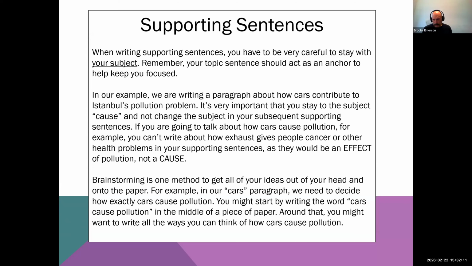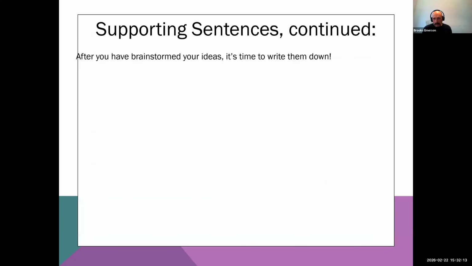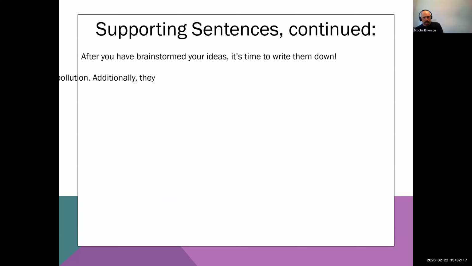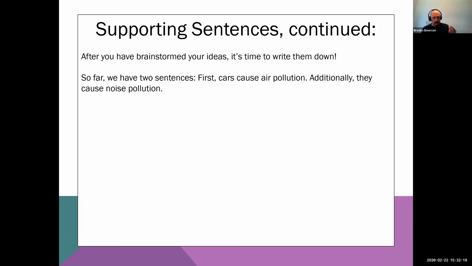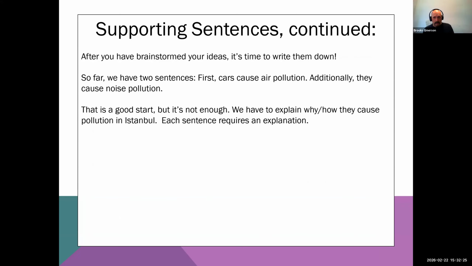Okay. So we brainstormed already. After you've brainstormed your ideas, you write them down. So far, we have two sentences. First, cars cause air pollution. Additionally, they cause noise pollution. So we have our topic sentence: cars are one cause of pollution in Istanbul. And how do cars cause pollution? They cause air pollution and they cause noise pollution.